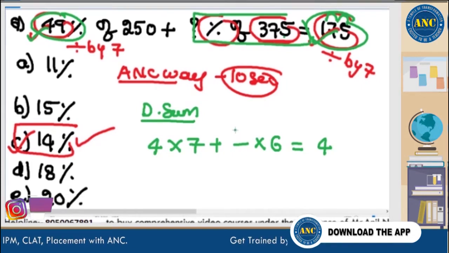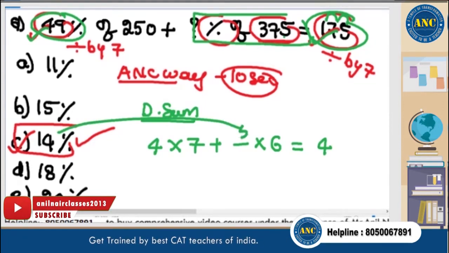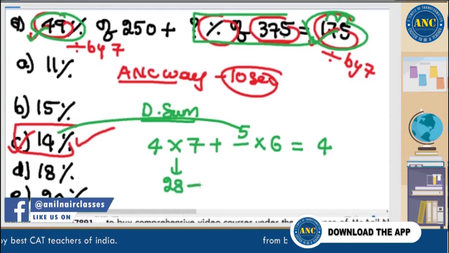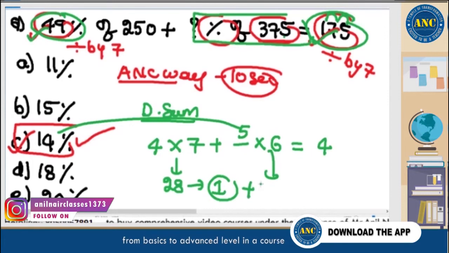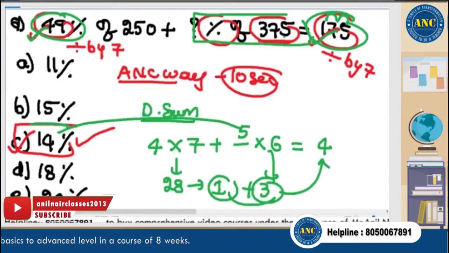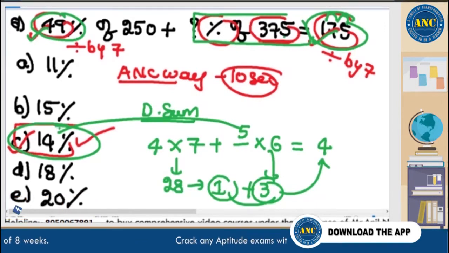Substitute the option. If I substitute 14, what will be the option digital sum? 4 7s are 28, 28 digital sum is 1. 6 5s are 30, 30 digital sum is 3. 1 plus 3 is 4. 4 equivalent to 4. Keep an eye on the answer option.